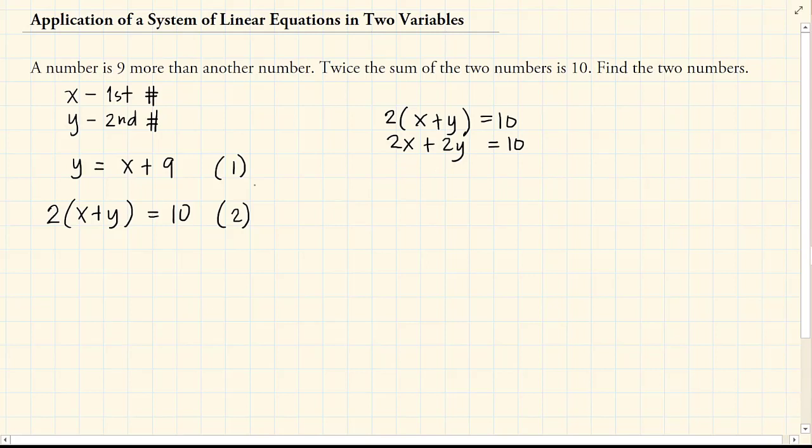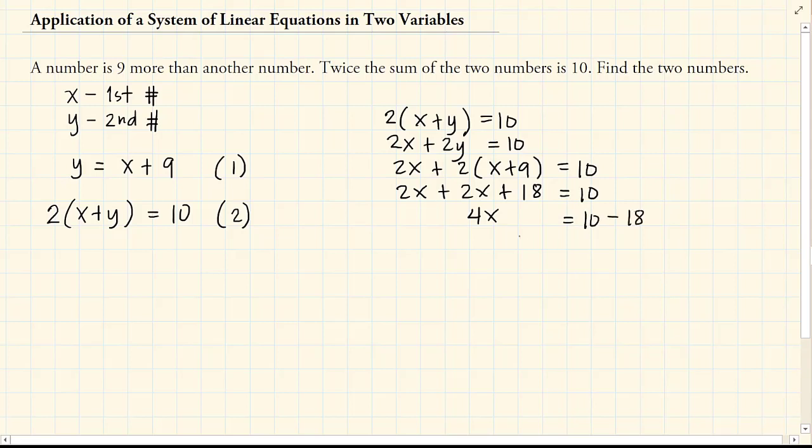Then we can substitute the first equation here. We have 2x plus 2 times x plus 9 is equal to 10. So simplifying, we have 2x plus 2x plus 18 is equal to 10. This is 4x is equal to 10 minus 18. So 4x is equal to negative 8. Divide both sides by 4. So x is equal to negative 2.